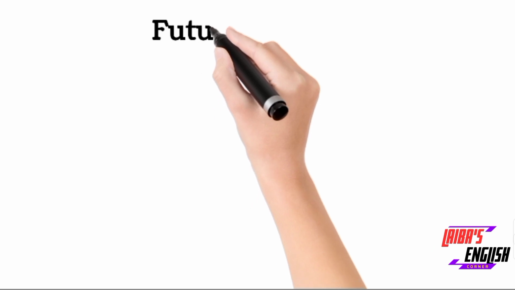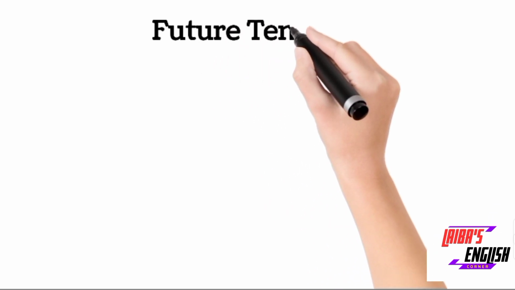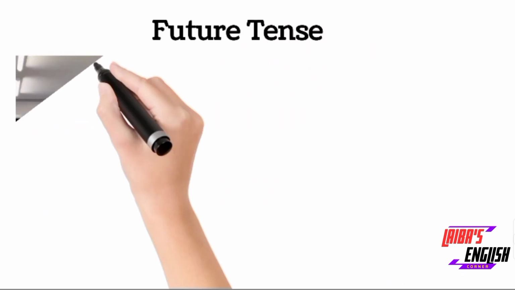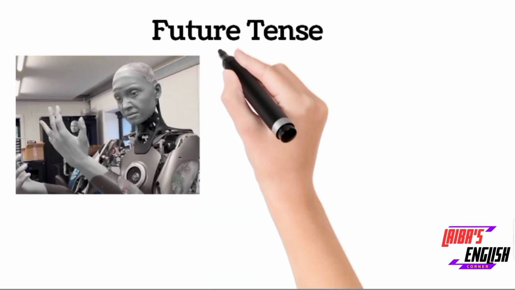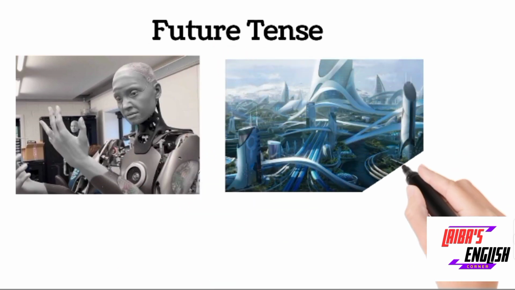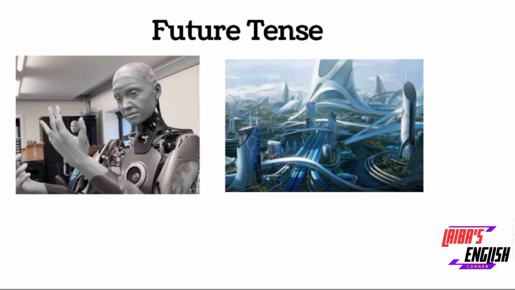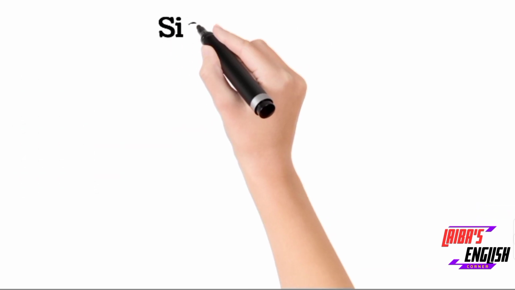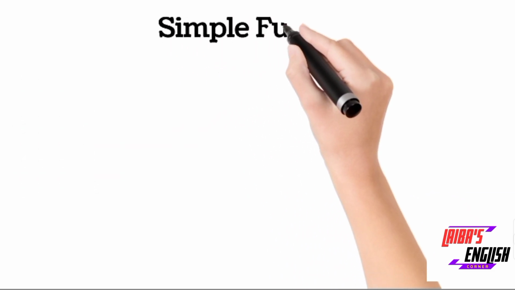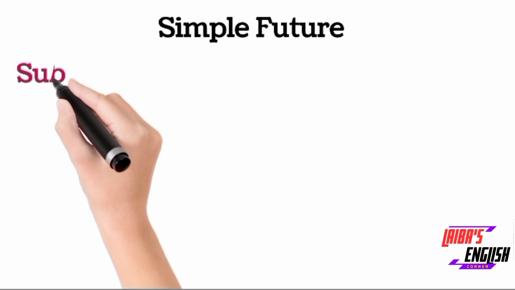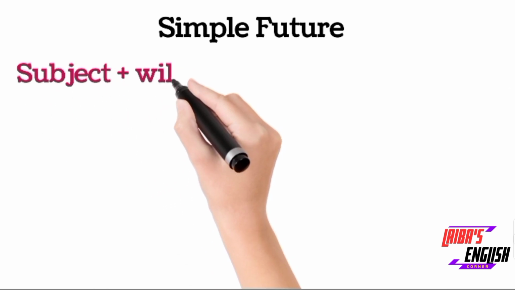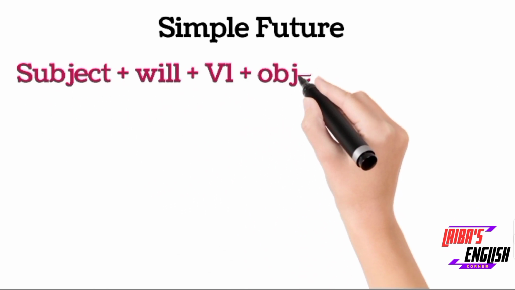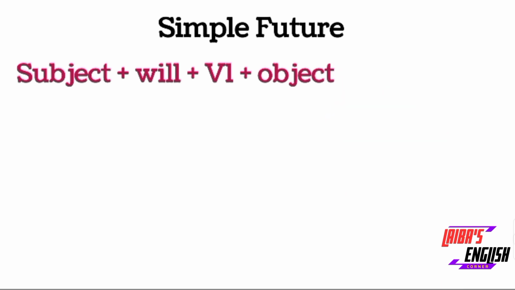What is future tense? Basically, future tense is used to talk about verb actions that will happen in the future. It indicates that something will happen in the future but has not occurred yet. So this is future. Now we will start with our first type of future tense, which is simple future tense. First of all, we will have a look at the structure of simple future tense. The structure will be subject plus will plus verb first form plus object.